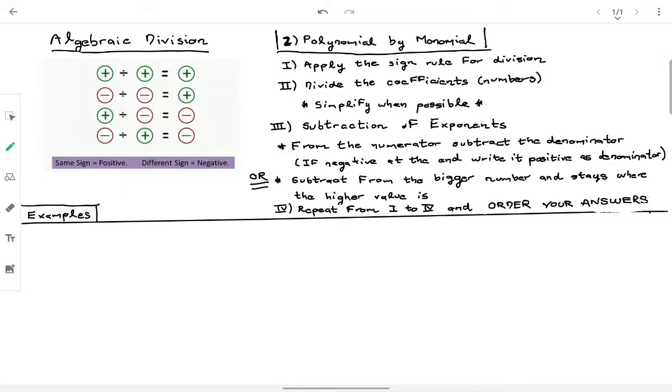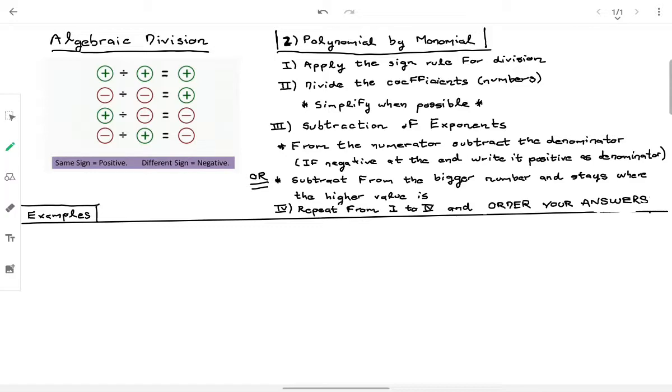So today's topic is going to be the continuation of algebraic division. In this case, we are going to see how to divide a polynomial by a monomial. It's very simple because it's like dividing a monomial by a monomial many times. So the steps are going to be the same.